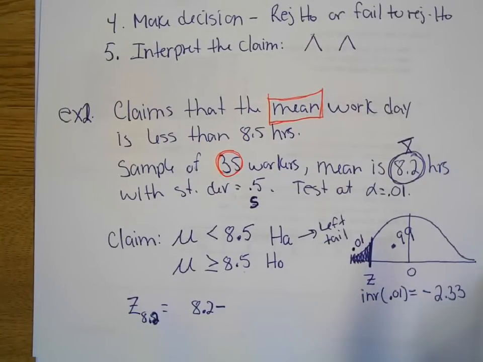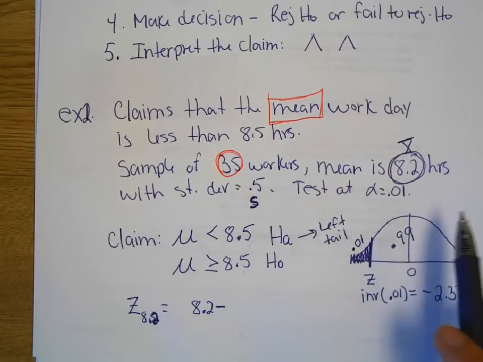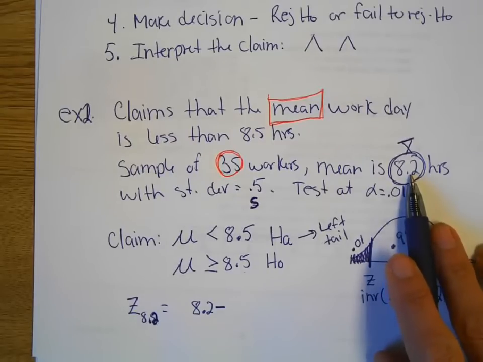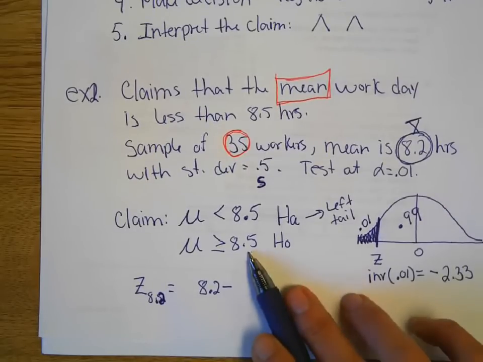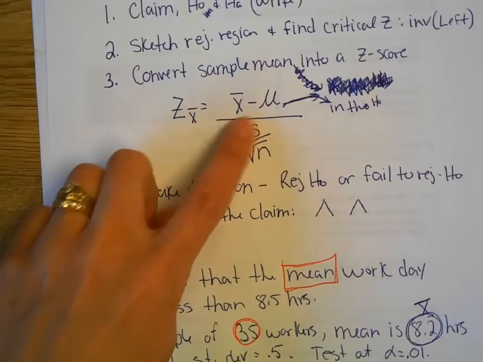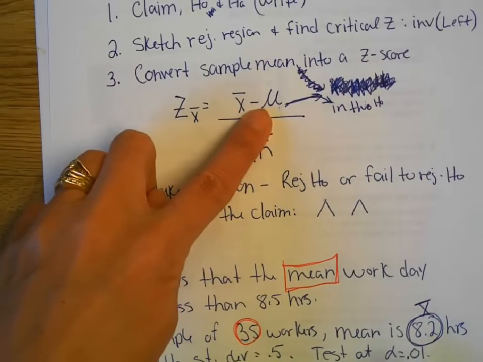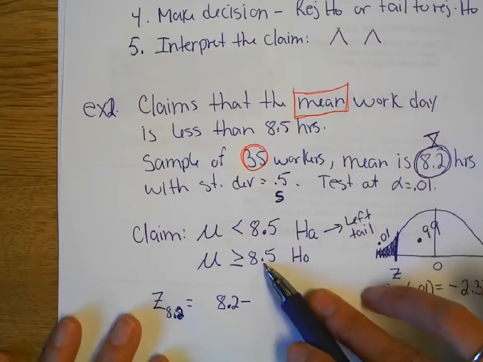We'll see what happens. Watch me, I'll get the second one right completely. Okay. So 8.2 is the x bar. My mu is in the Ho, 8.5, because I'm trying to do x bar minus mu. X bar is the sample, mu is in the Ho, 8.5. X bar is the sample mean.